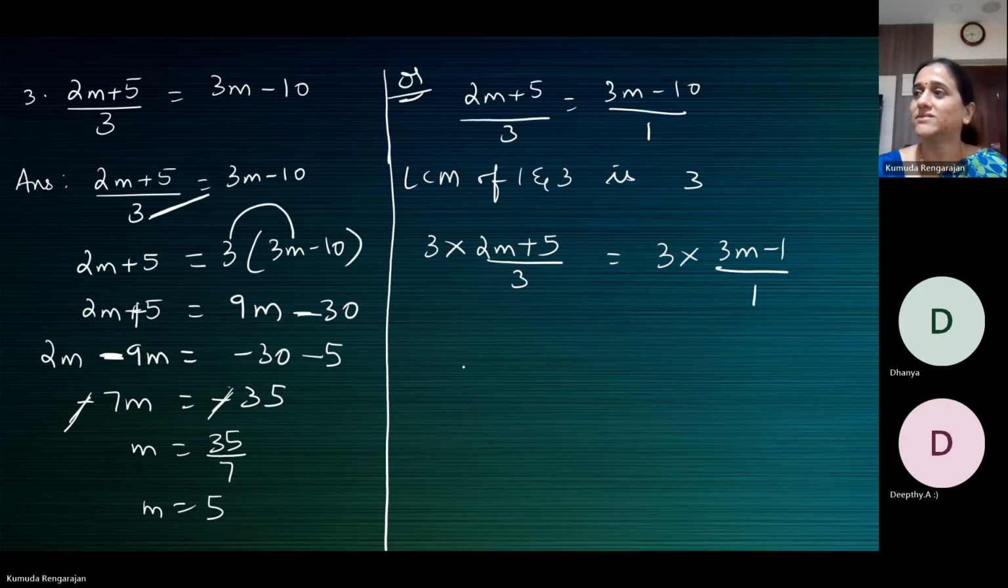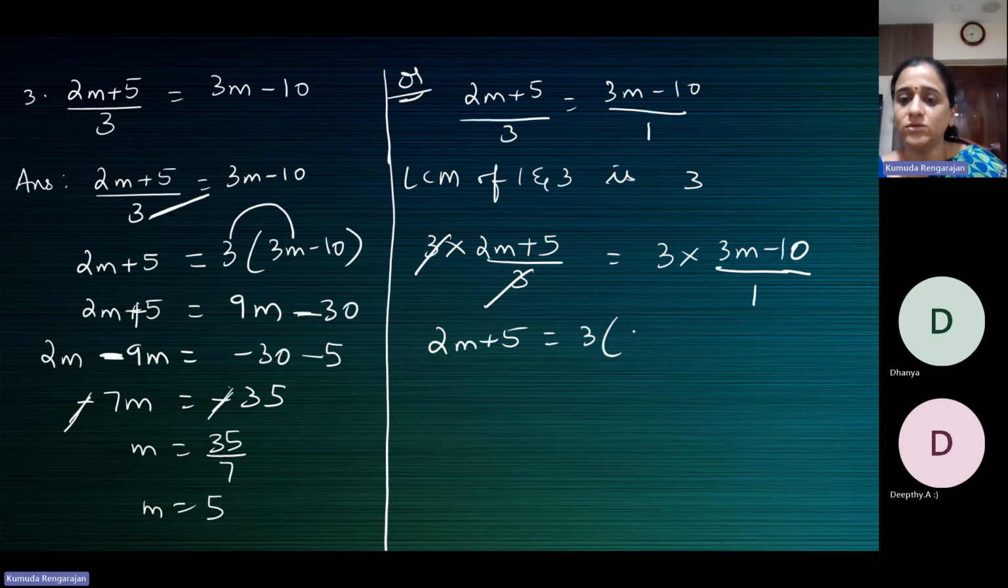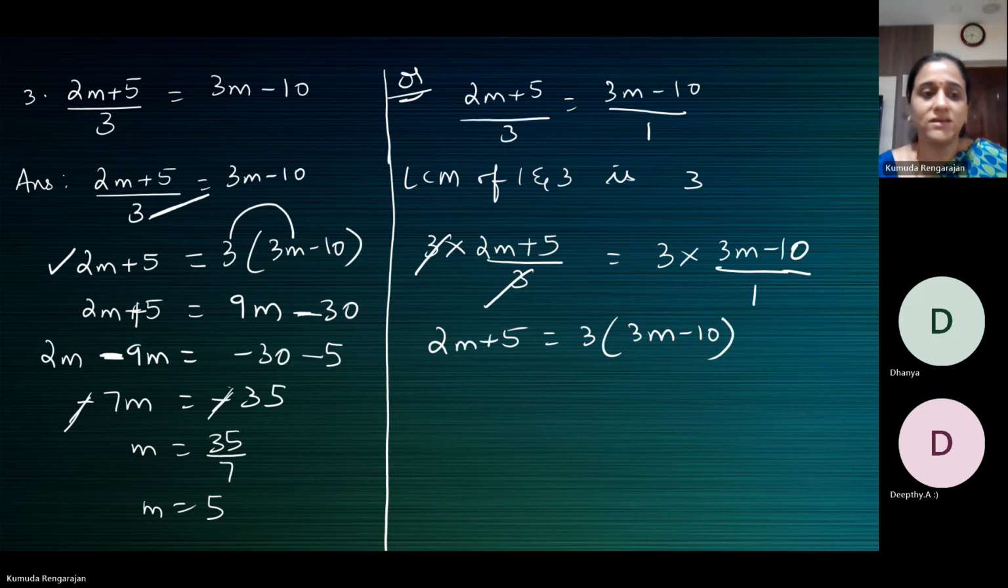Correct? Oh, here it is 10. See? Now what happens? The 3 cancels. So what do we have? 2m plus 5 is equal to 3 into 3m minus 10. So the steps here are the same steps. We got this 2m plus 5 is equal to 3 into 3m minus 10. Then you should proceed in the same way. All right.